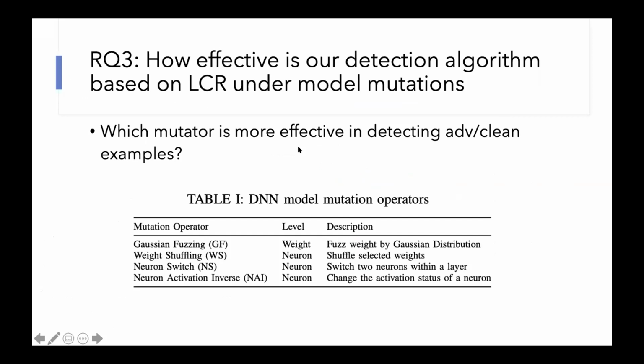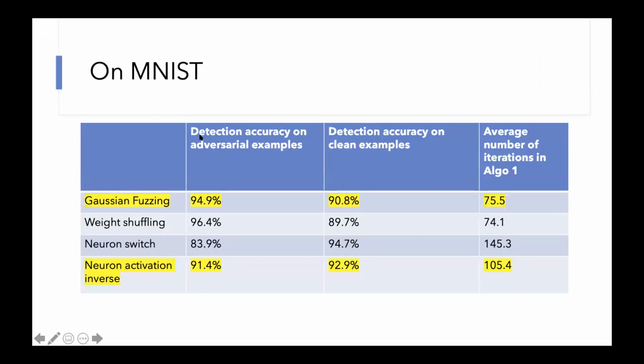The next research question is to evaluate which mutator is more effective in detecting adversarial versus clean examples. Recall that we have in total 4 mutators. So they evaluate three things: the detection accuracy on adversarial examples, the detection accuracy on clean examples, and the average number of iterations needed in algorithm 1.